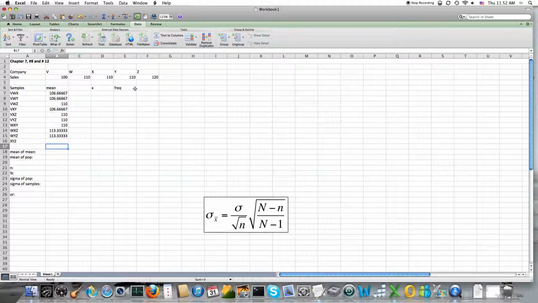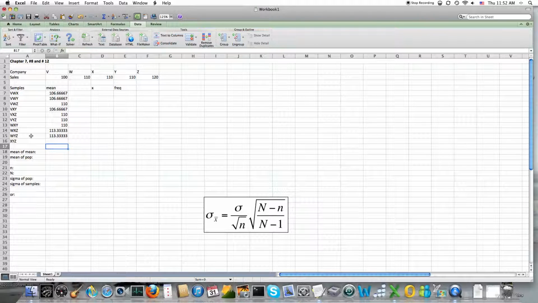The idea is we're going to pick 3 companies and take their average sales, and we just want to see the different ways we can do that. I went through and saw that there were 10 ways to do this, and here are all the ways you could do it. You could have picked VWX, you could have picked VWY, etc.